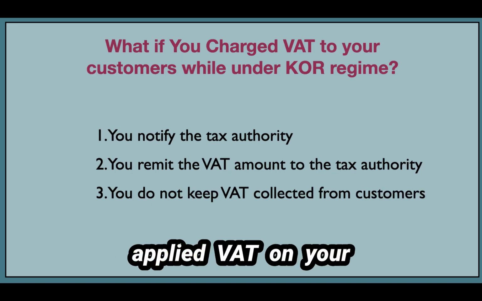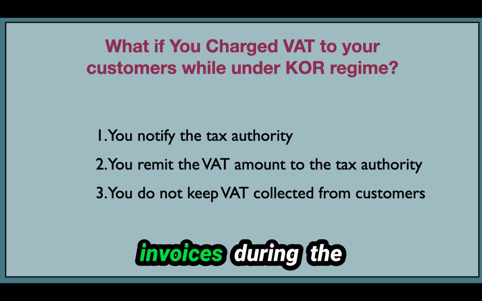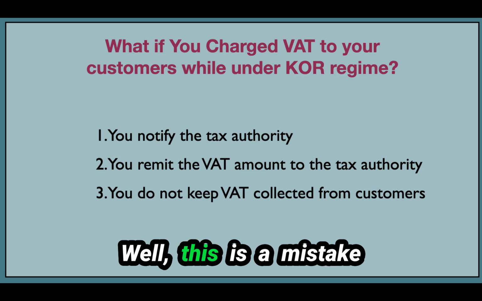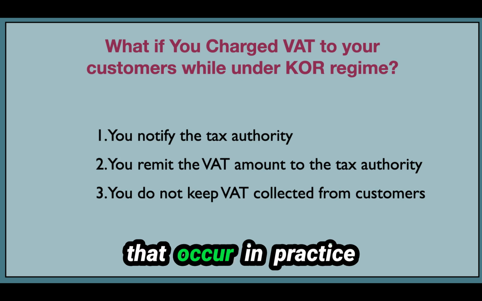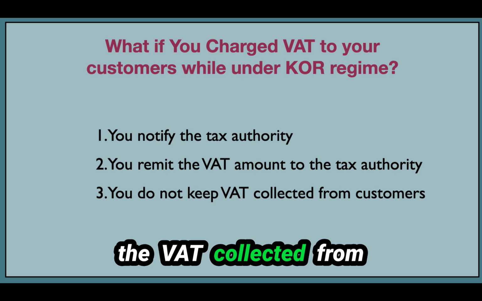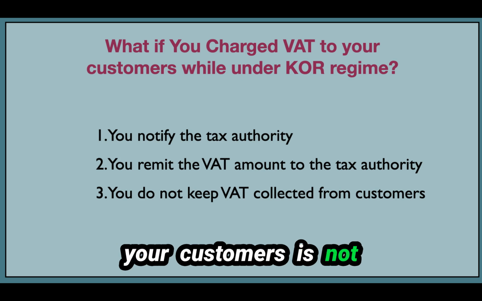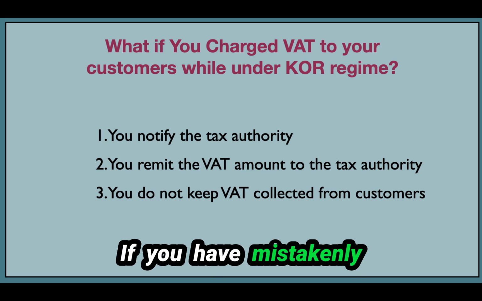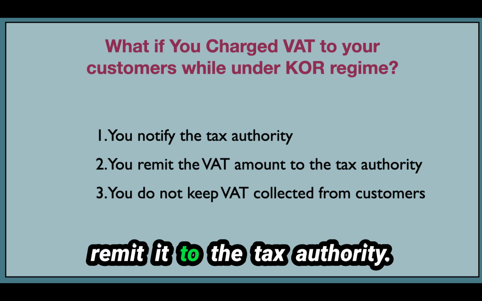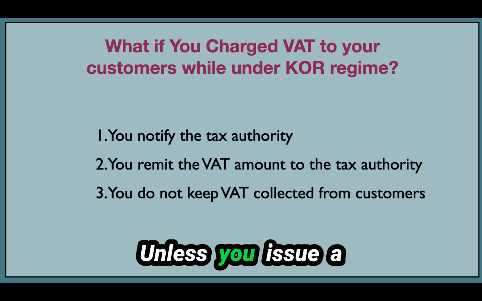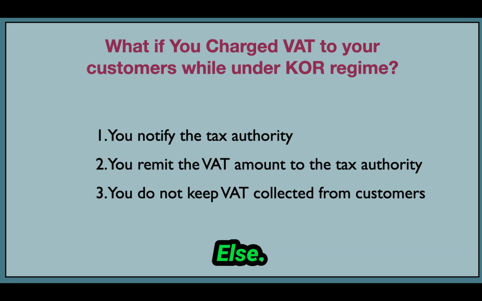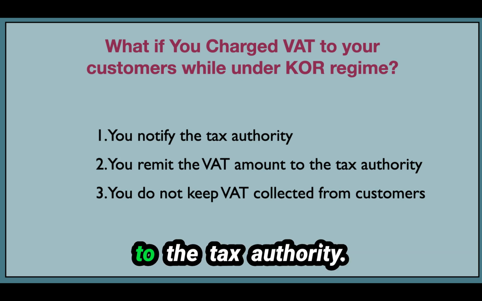What if you mistakenly applied VAT on your invoices during the time that you are under the KOR regime? Well, this is a mistake that occurs in practice. And the law is that the VAT collected from your customers is not part of your money. If you have mistakenly collected VAT from your customers, then you have to remit it to the tax authority, unless you issue a credit note to your customer and refund that. Else, the VAT belongs to the tax authority.